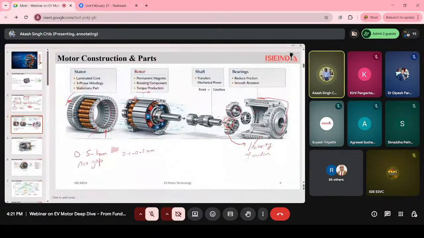So you might have understood, it is very simple. It doesn't have a complex design. We have the stator in the motor. The stator is the static part, and then comes the rotor. The rotor is the rotating part, and the magnets are fitted inside the rotor. Then comes the shaft and the bearings, and the outer part is the housing part.